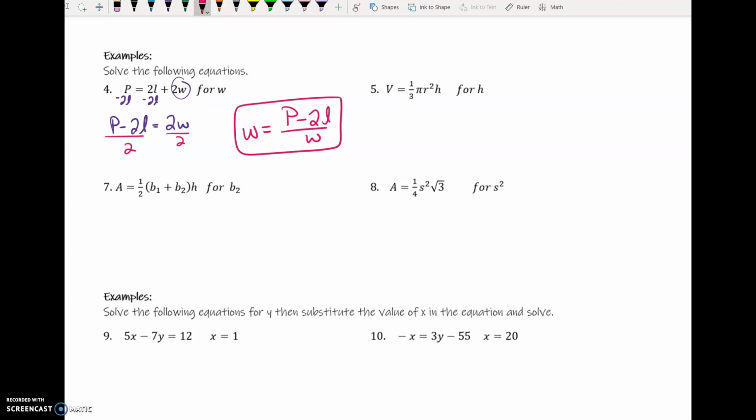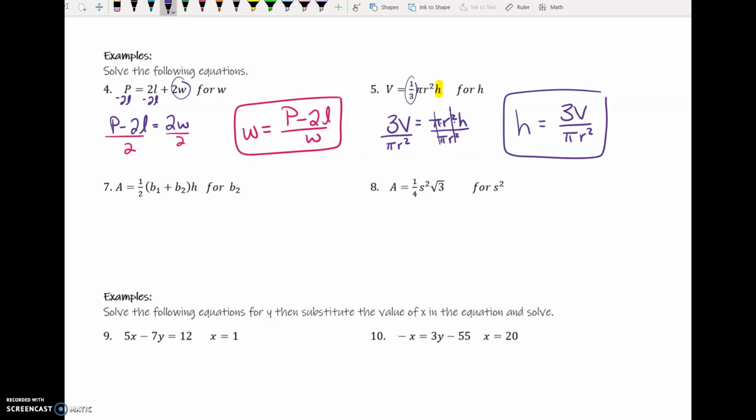Number 5, we want to get h by itself. Now here's the nice thing. This is all multiplication in here. Pi times r squared times h. The first thing I'm going to deal with is this 1/3. To get rid of 1/3, I'm going to multiply both sides by 3. So we have 3v equals pi r squared h. That's all multiplication in there. So you just have to divide out the things that you don't want to keep on that side. And we have h equals 3v over pi r squared.